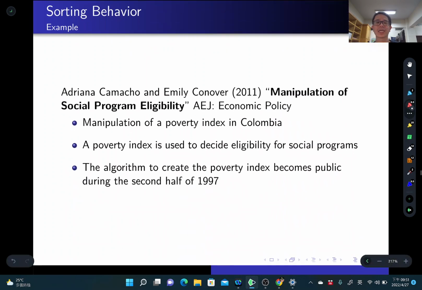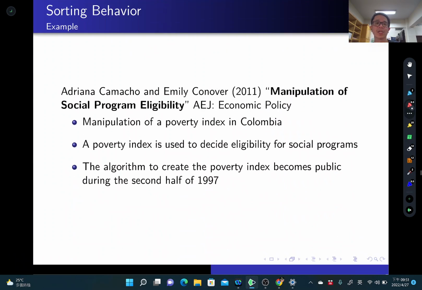Okay, so here I give you one example to show such a thing actually can happen in real life. This paper tried to show this manipulation of social program eligibility. So they use the example in Colombia. They will give someone a cash transfer if they are below a cutoff in the poverty index.